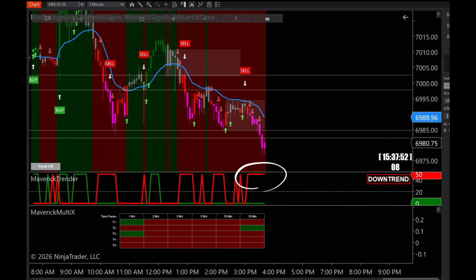And if it's red at the top, that means massive strength and momentum to the downside. It also gives you a downtrend label, so you don't even have to look any further. Boom, here's your label. You know you're in a downtrend.